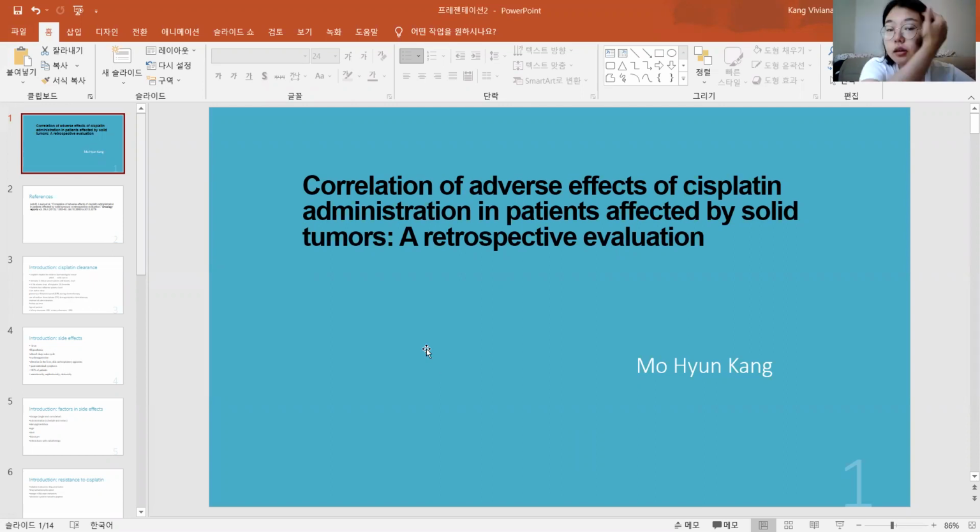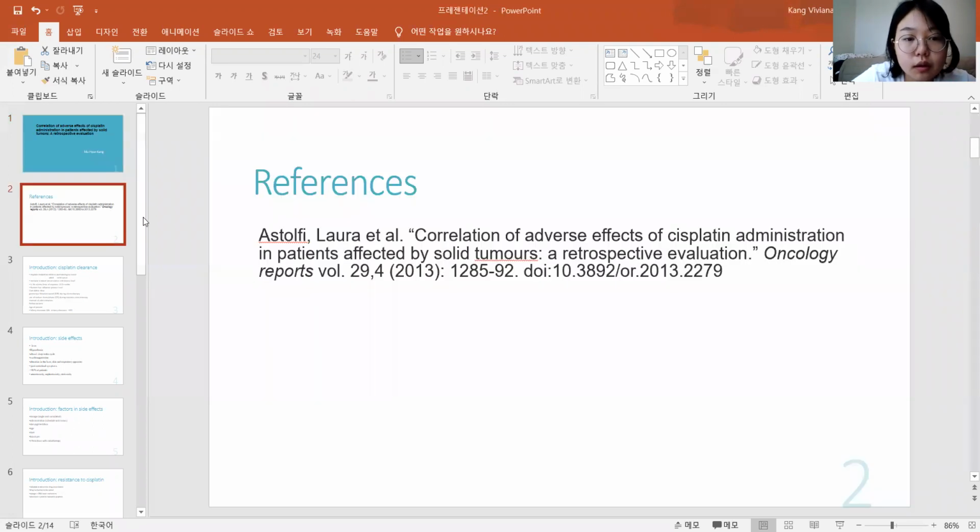Today I'll be presenting "Correlation of adverse effects of cisplatin administration in patients affected by solid tumors: a retrospective evaluation" by Ostolfi, Laura, and others.